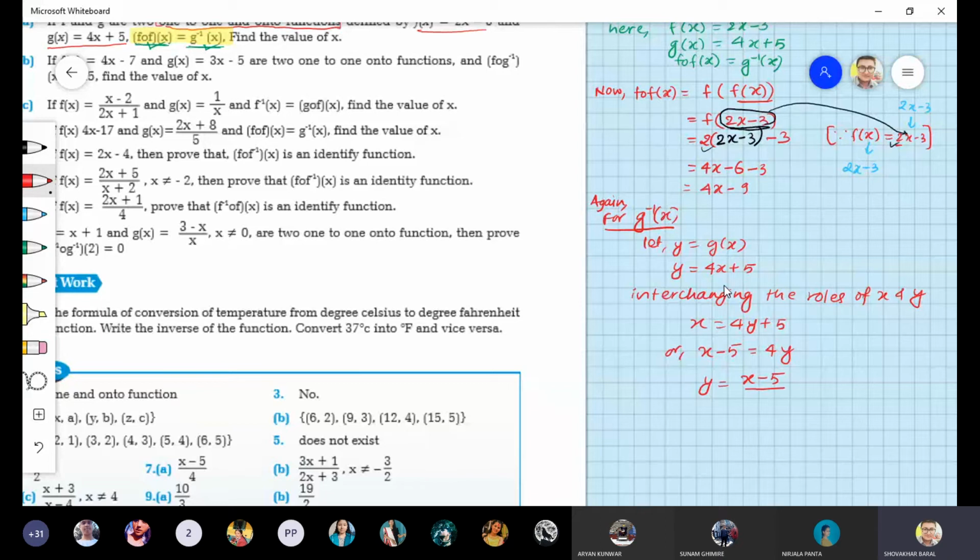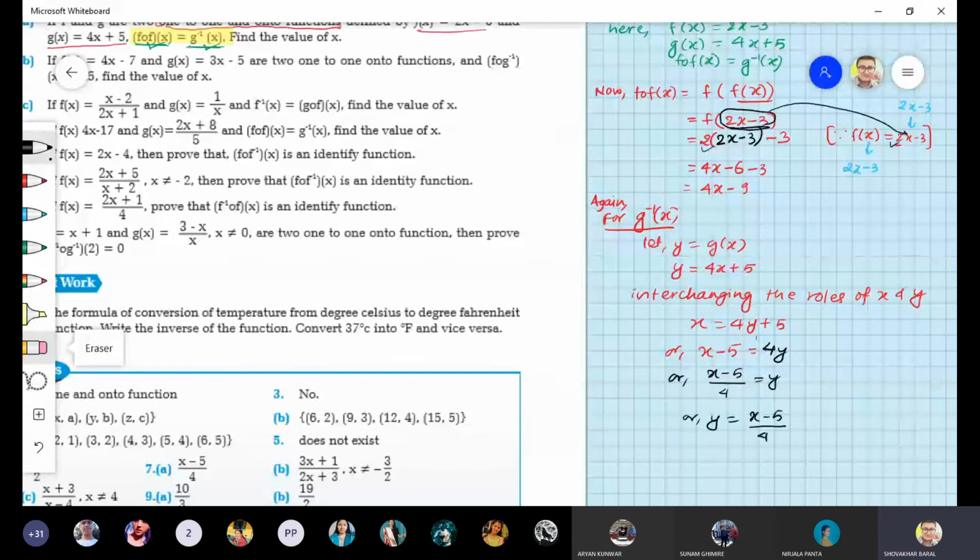You may have confusion, so let me do it the other way. x minus 5 is equal to 4y. So x minus 5 divided by 4 will be equal to y, and you can replace this y with x minus 5 by 4. Therefore g inverse x is equal to x minus 5 divided by 4.